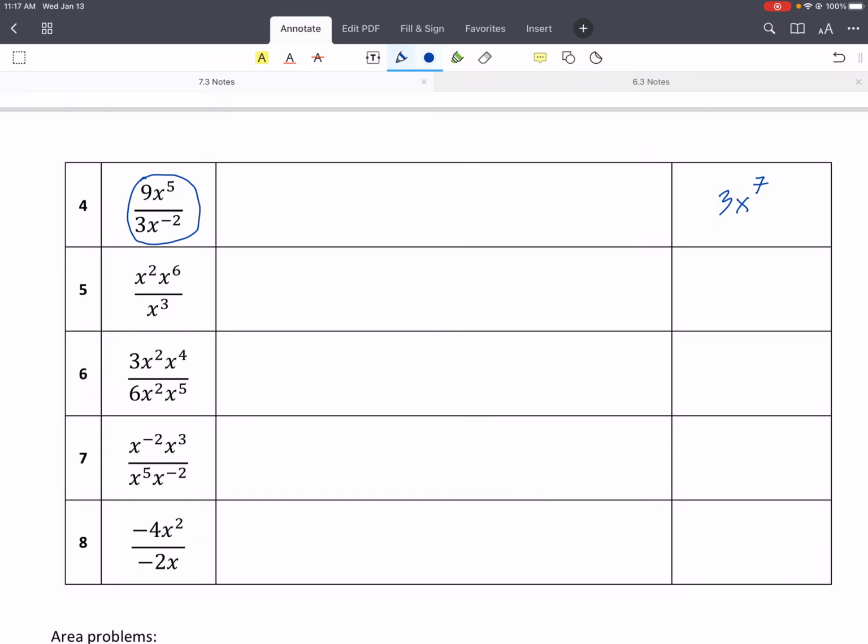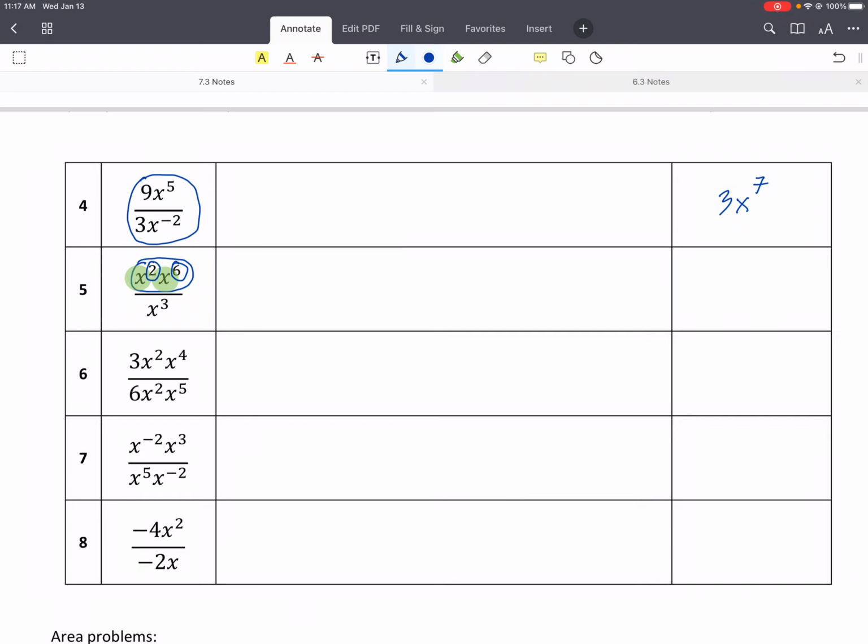So 5 and 6, we're starting to combine rules. So here on the top, in the numerator, we have our multiplication. So remember back to last lesson, if we multiply same bases, what did we do to the exponents again?